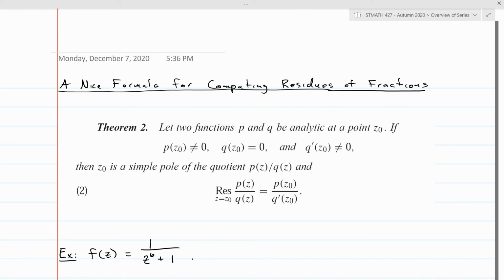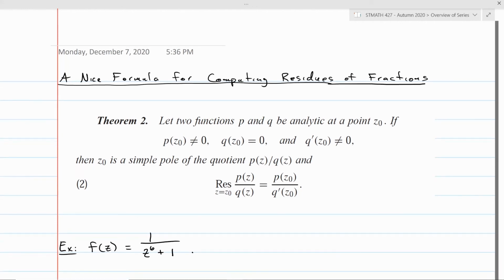And the numerator function p is not equal to 0 at z0, but the denominator function is 0 at that point. So this is typically what we're looking at when we've got a rational function and we're looking at what's going on with the singularities, in other words, the places where the denominator is equal to 0. And then we also need that the derivative evaluated at that z0 is not equal to 0.